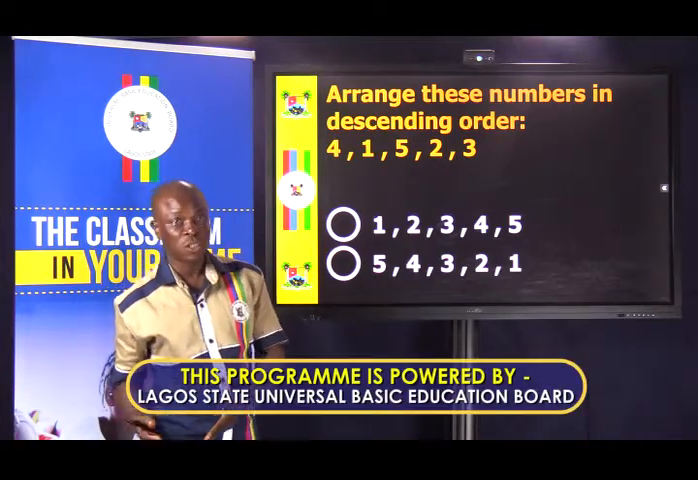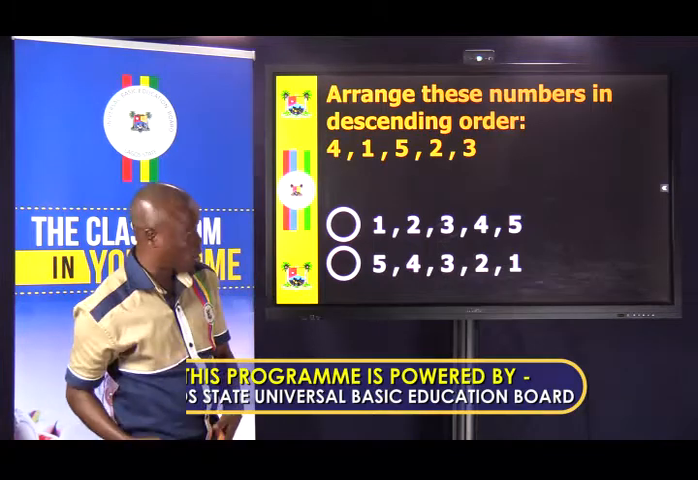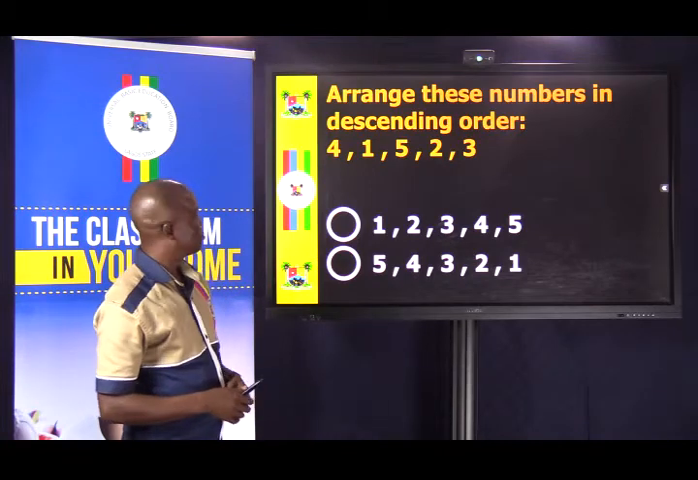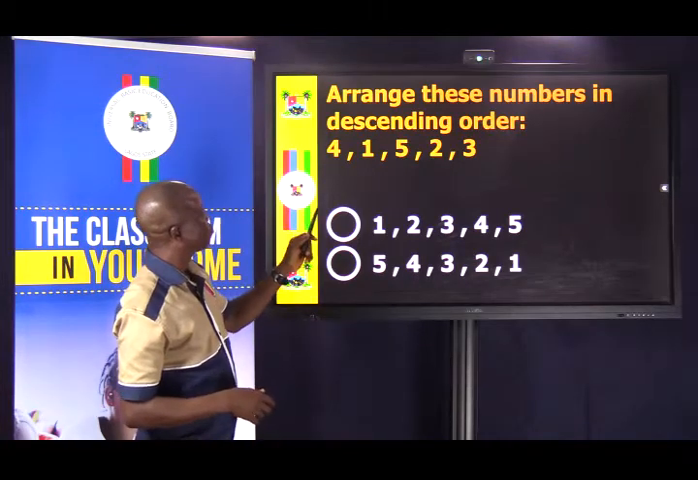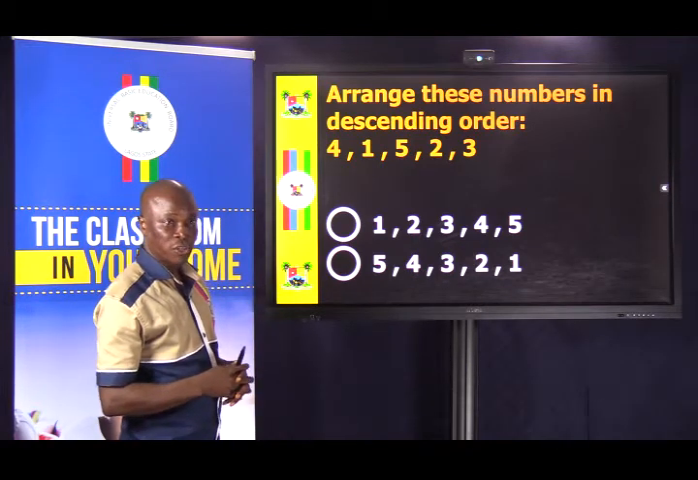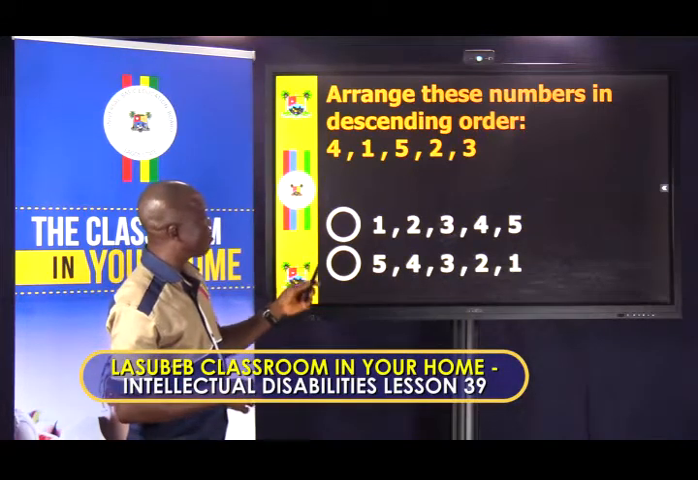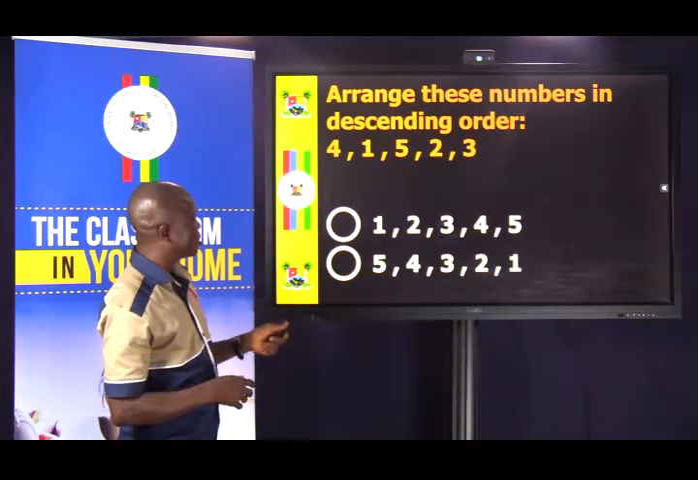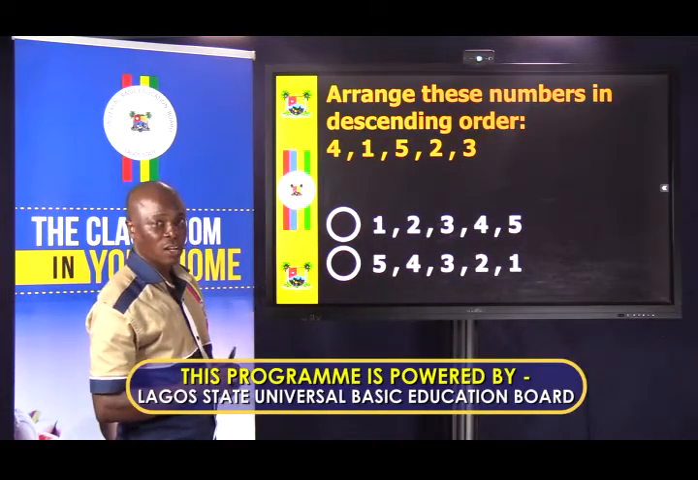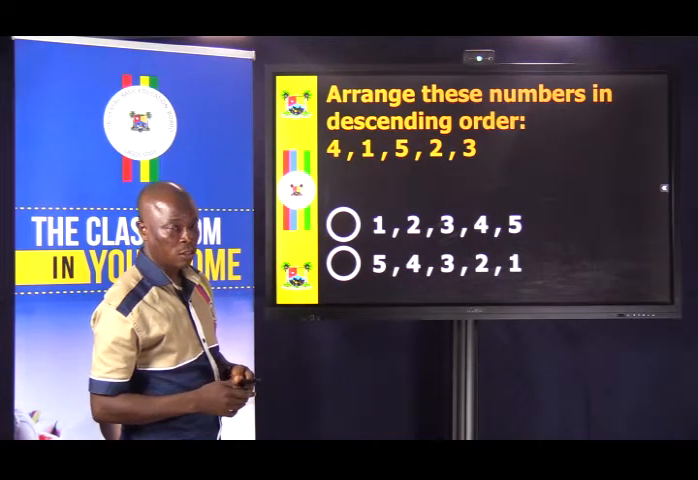What is ascending order? From smallest to the biggest. And what is descending order? From biggest to the smallest. Now you have to arrange these numbers in descending order: 4, 1, 5, 2, 3. You have two options on the screen. Is it 1, 2, 3, 4, 5, or 5, 4, 3, 2, 1? Which one is arranged in descending order? Pick your answer. Let's check.